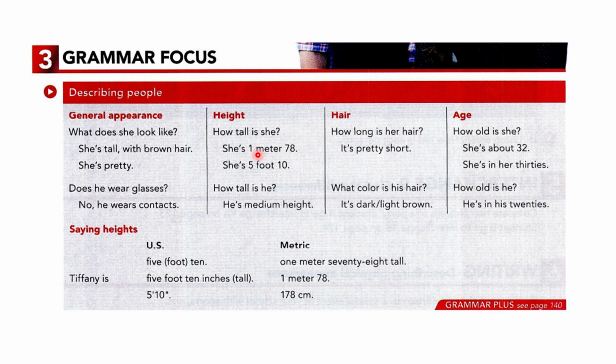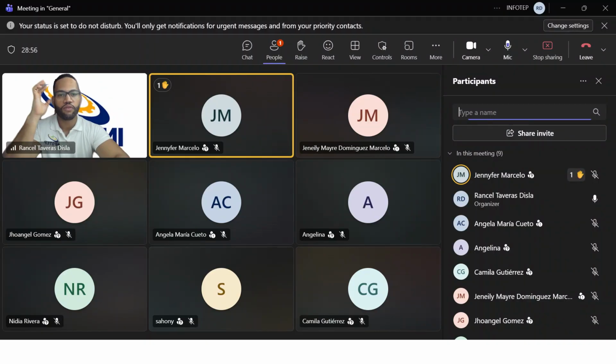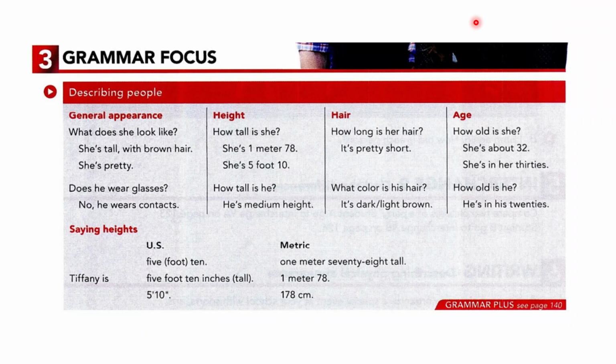Then you have, for example, "Does he wear glasses?" To know if the person wears glasses, when you ask in English, the answer is: I wear glasses. Wear glasses. No, he wears contacts, which is when you don't have to wear a glass like this. Jennifer, do you have a question?